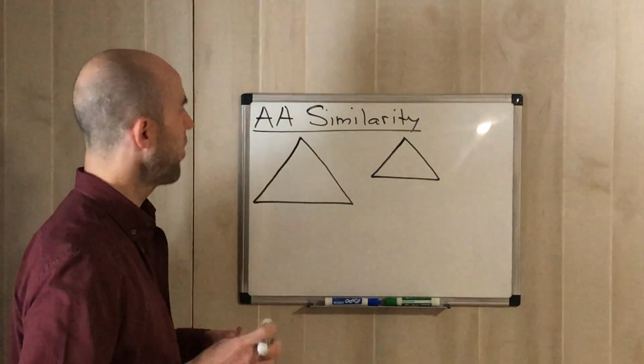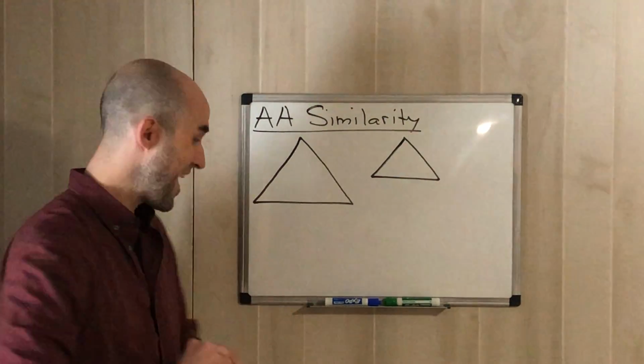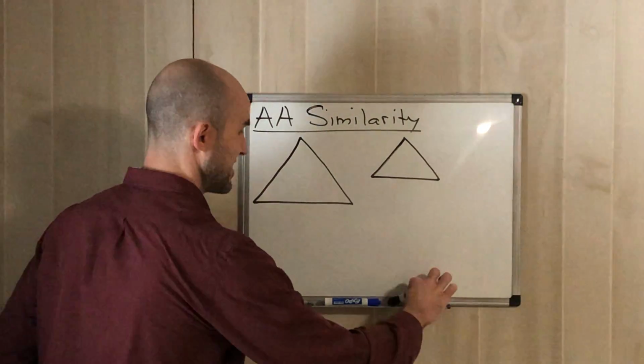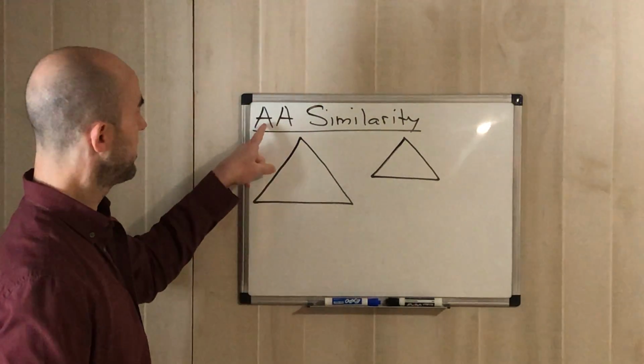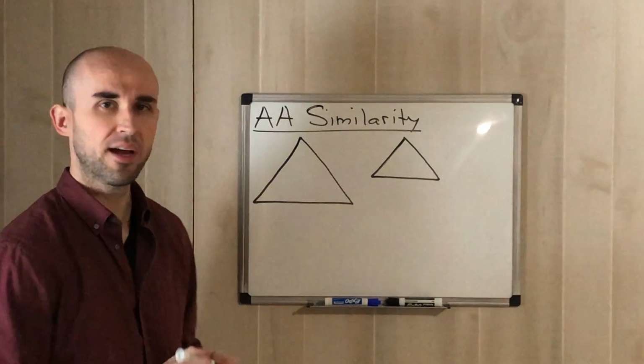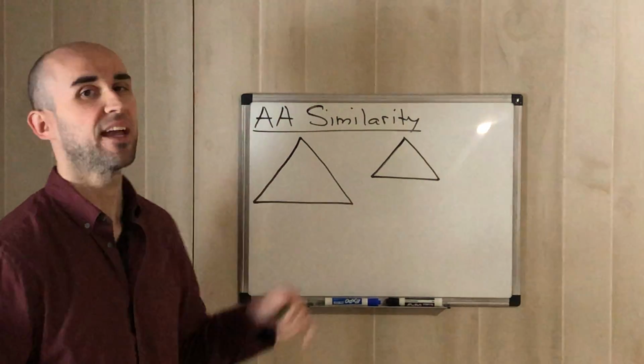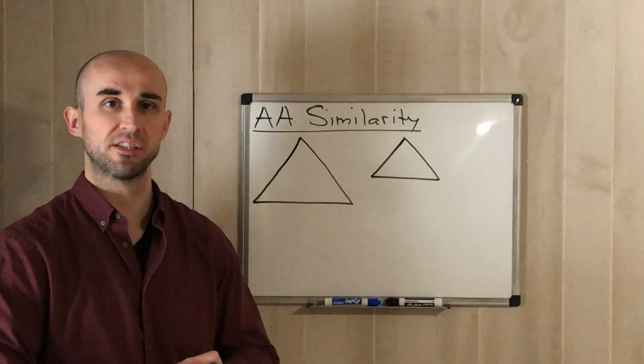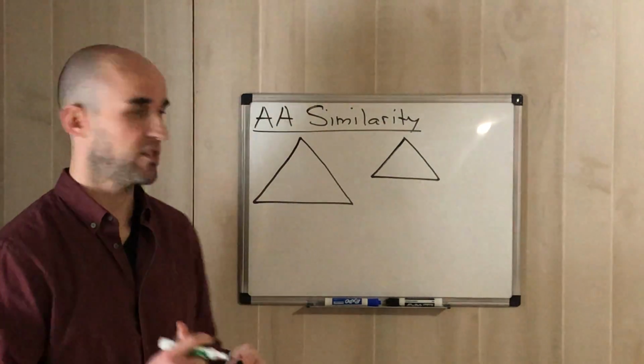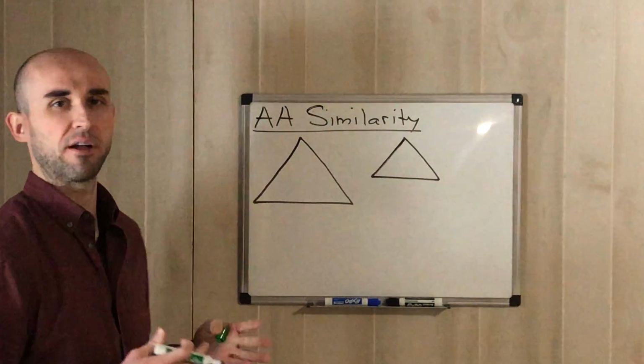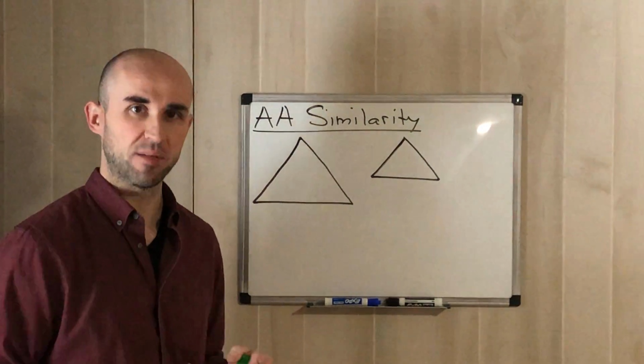In order to know whether triangles are similar or not by AA, all we need is exactly what it says. We need 2 different pairs of angles, right? And remember, whenever you see AA, it doesn't mean we just need 2 angles in general. We need 2 pairs of angles. And what we learned about similar figures is the angles need to be congruent.